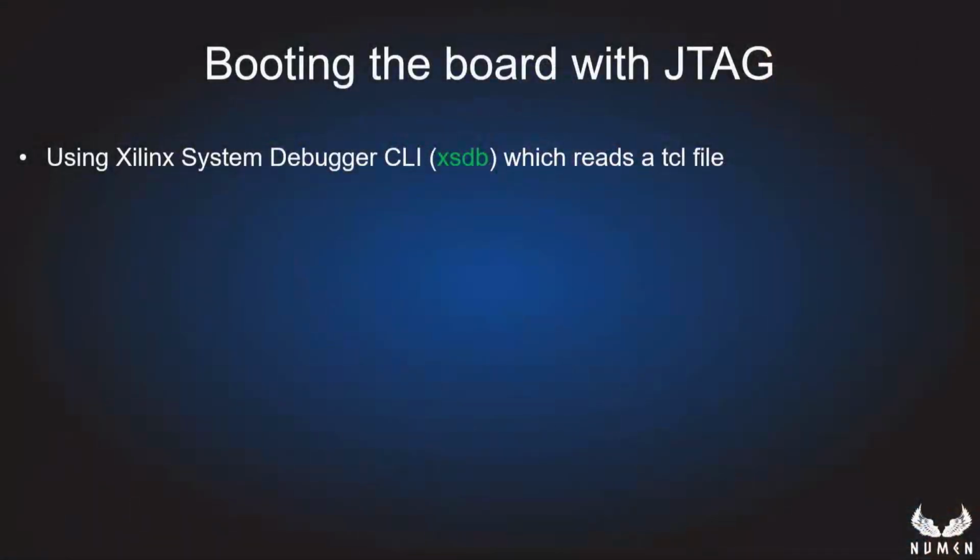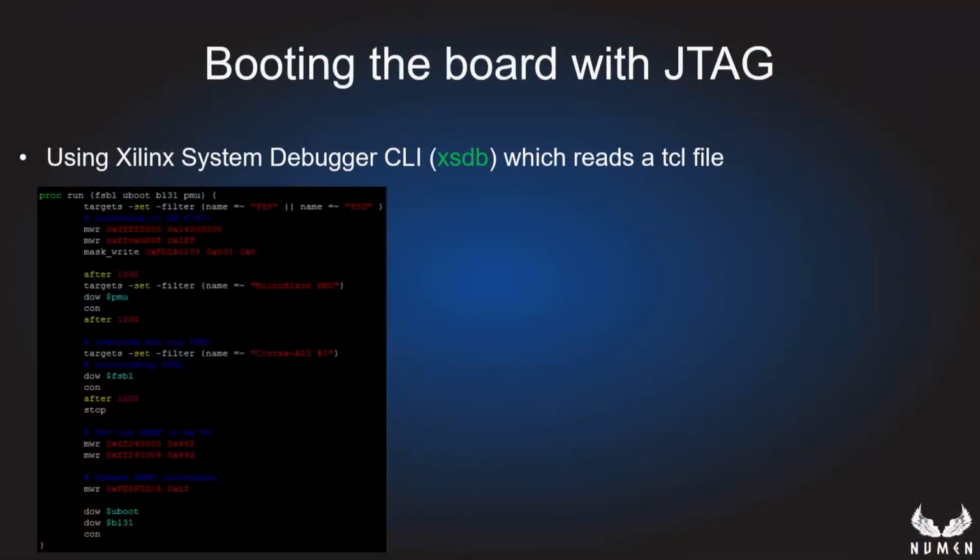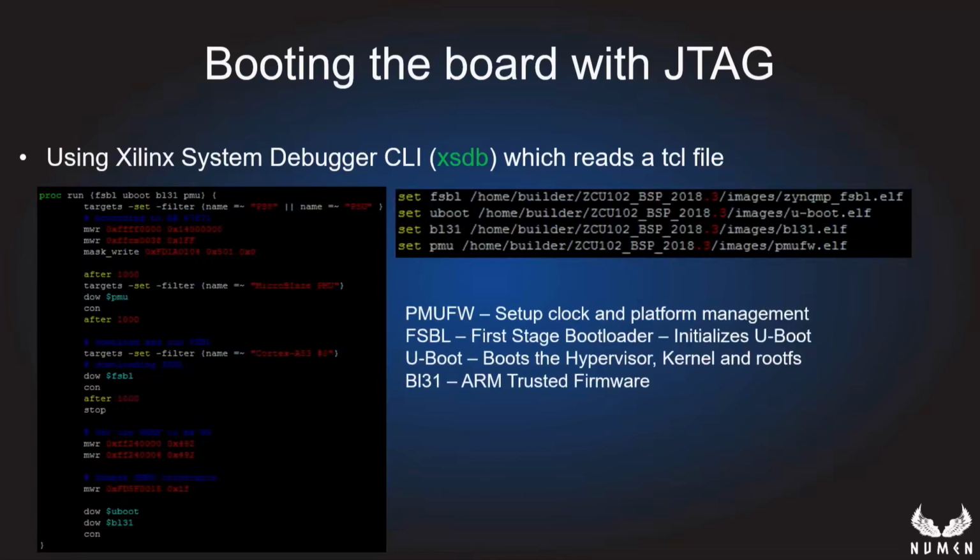Now, let's boot the board, right? So what do we need to boot the board? Xilinx has a specific debugger, which is called Xilinx System Debugger Client. What it basically does is read a TCL file. That TCL file, just so you guys have an idea, is going to boot different files. The PMUFW, which is just to set up the clock and the platform management on the board. Then the first stage bootloader, which is going to initialize U-Boot. Then U-Boot, which is going to allow us to boot the hypervisor, in this case Xen hypervisor, then the Linux kernel, and finally the rootfs, and the BL31, which is ARM Trusted Firmware.